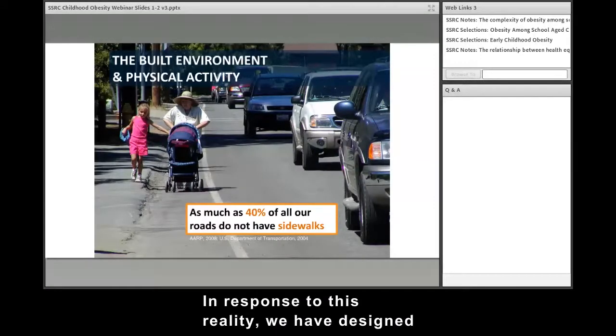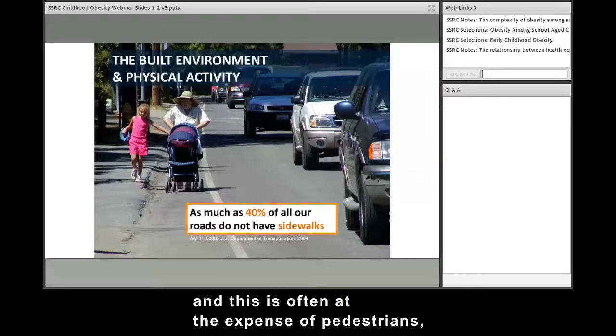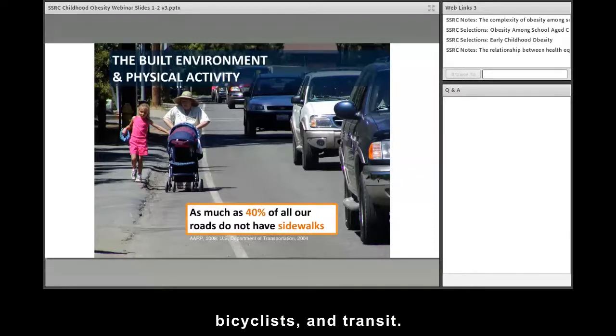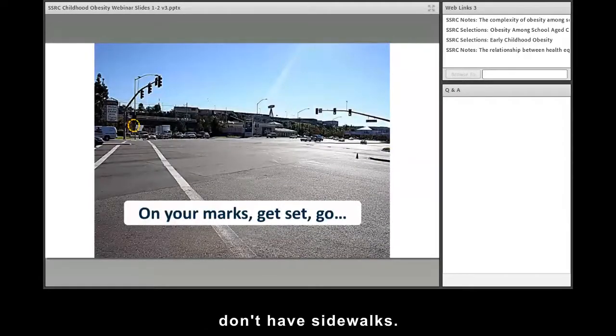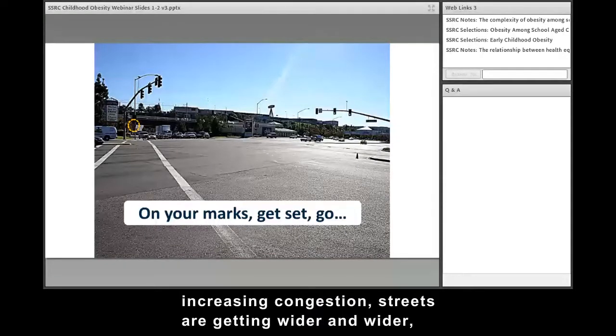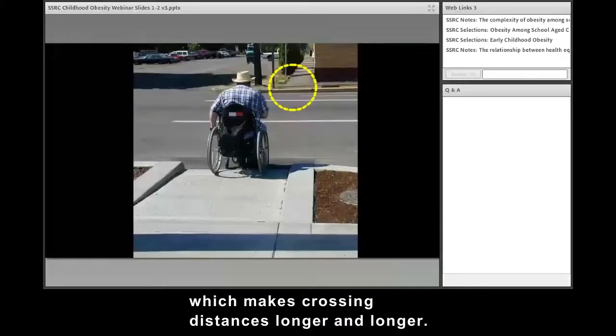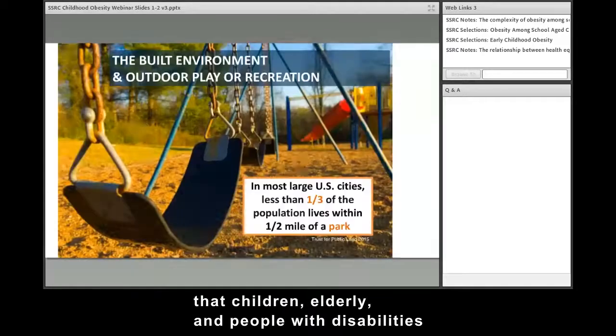In response to this reality, we have designed much of our transportation infrastructure around cars. And this is often at the expense of pedestrians, bicyclists, and transit. For example, as much as 40% of all of our roads don't have sidewalks. And in order to carry more and more cars to alleviate increasing congestion, streets are getting wider and wider, which make crossing distances longer and longer. And many streets lack curb ramps and other amenities that children, elderly, and people with disabilities need to move around.